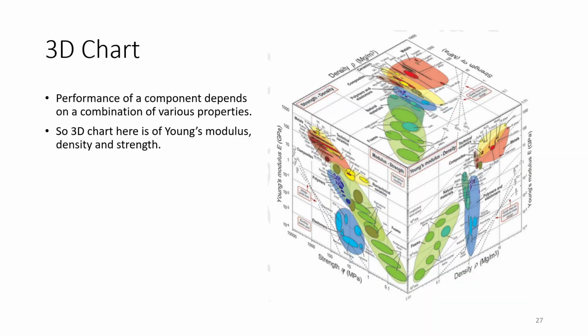Next is the 3D chart. The performance of a component depends on a combination of various properties. So the 3D chart here is of Young's modulus, density and strength. You will be plotting two properties in a particular graph, and here you will be getting a 3D type of chart.